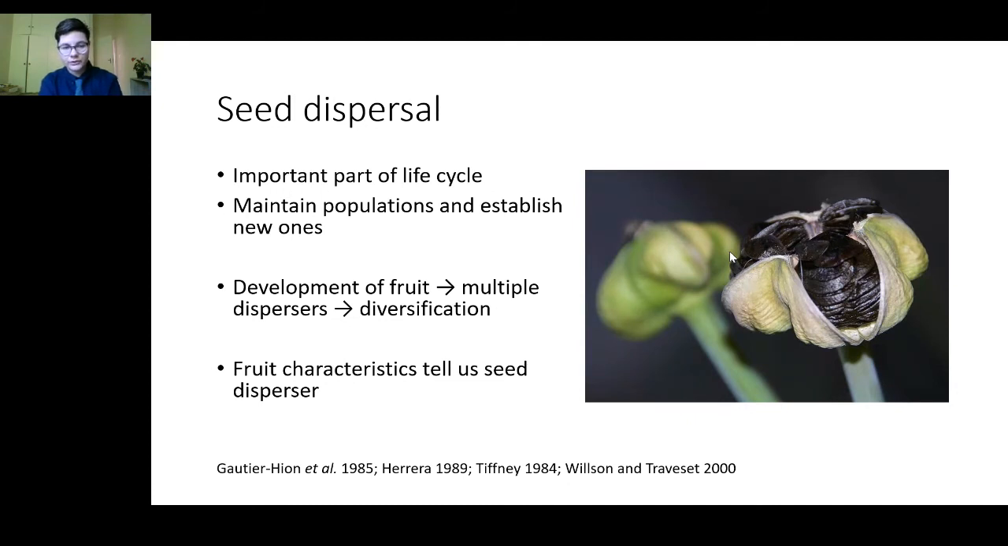If we look at fruit characteristics, this can tell us more about the seed disperser. For example, if we have a look at this amaryllis fruit that I've shown here, you can see that the fruit is split open. There's no bright color, there's no fleshy fruit, and the seeds are really thin and lightweight. So we can assume that they are dispersed via wind.